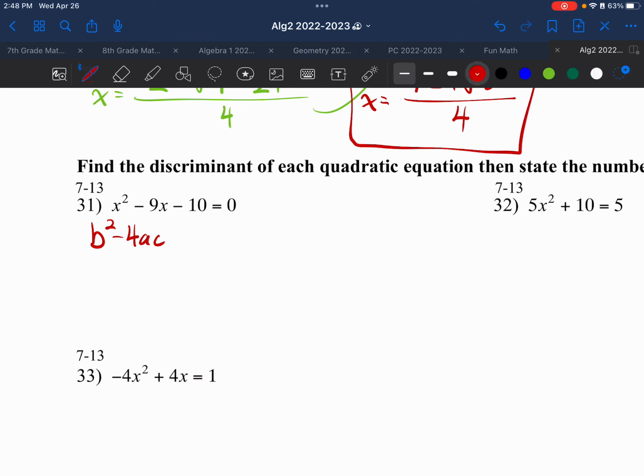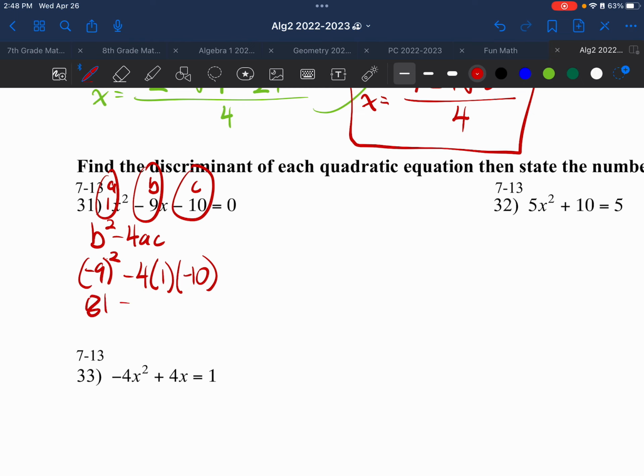And then we can just start plugging in, because 1 is my a, negative 9 is my b, and negative 10 is my c. So I'm going to have a negative 9 quantity squared, minus 4 times 1 times negative 10. And I'm trying to see, is this thing positive, negative, or 0? So I'm going to have an 81 minus, plus. Here's when we have a plus. Negative times a negative is a positive. And then 4 times 1 is 4, 4 times 10 is 40. So I get 121.